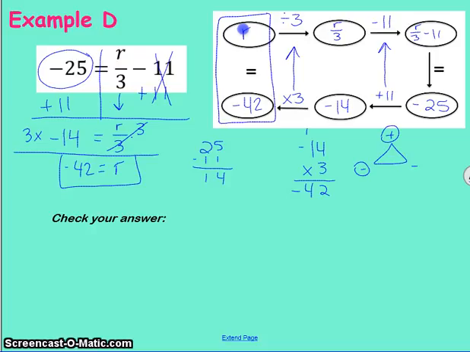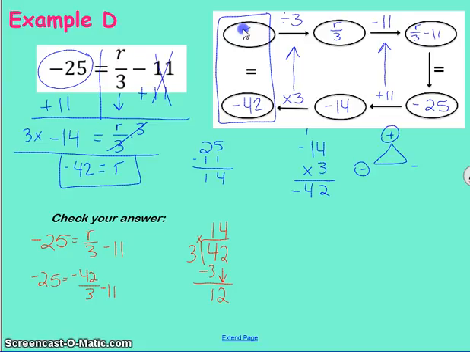But I still have to check my work. So I have negative 25 is equal to r divided by 3 minus 11. In place of that r, I'm going to put that negative 42. So negative 25 is equal to negative 42 divided by 3 minus 11. Okay, so the first thing I need to do is negative 42 divided by 3. 3 goes into 4 one time. 3 times 1 is 3. 4 minus 3 is 1. And then I bring down my 2. 3 goes into 12 4 times. So I'm left with negative 14.